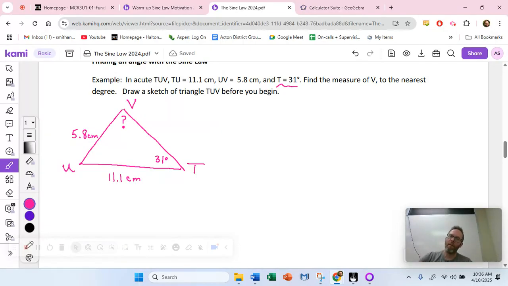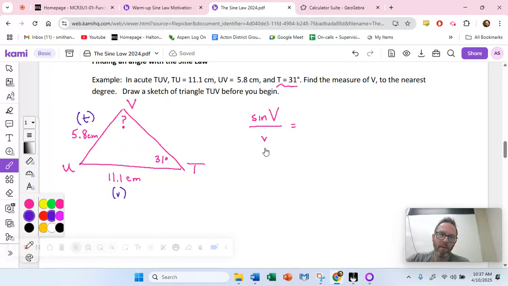How do we find an angle? Here's how I would find an angle. This is just me. It's personal preference. I'm not your dad. You do what you want. But if I'm finding an angle, I like to use a version of the sine law where the angles are on top. I'm going to write out the sine law first this time, since I have all my corners labeled. Sine V over little v is equal to, do I want to use the T's or the U's? Well, I have angle T and I have side t, if you want to label 5.8 with a little t. So I'll use the version that says sine V over little v equals sine T over little t.